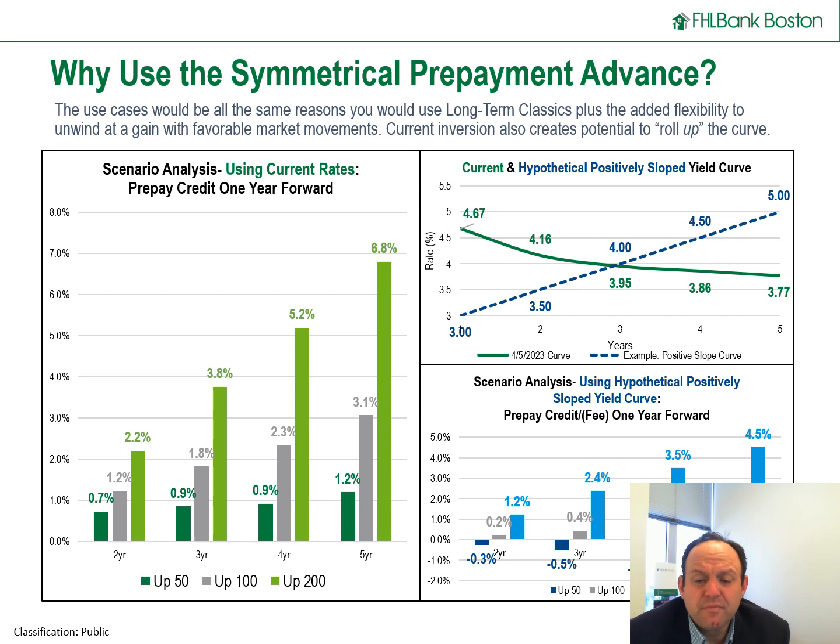So let's move over to the top right there, where we're looking at the shape of the yield curve. As we mentioned, at present it's inverted, where short-term rates are higher than the rates when we move further out the curve. But we're also introducing a hypothetical example of a positively or normally sloped yield curve. That's the dashed blue line, which we don't have right now.